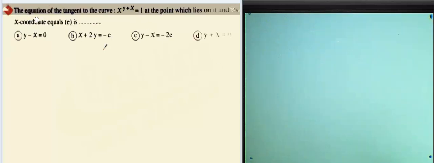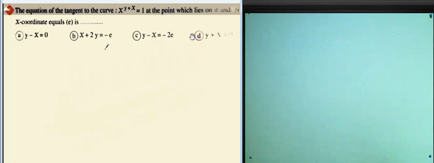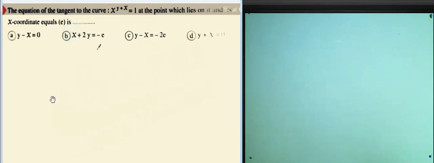Question 5. The equation of the tangent to the curve x power y plus x equal 1 at the point which lies on it and its x coordinate equal e is. Again, we want to find the equation of the tangent to the curve. We must find the derivative of this function and put x coordinate equal e. This point lies on it, so we can find the y of the point.